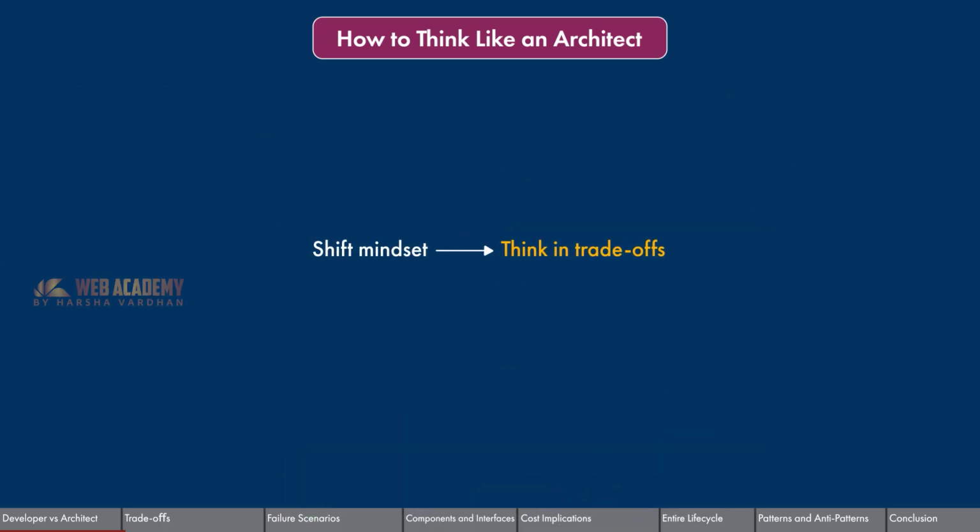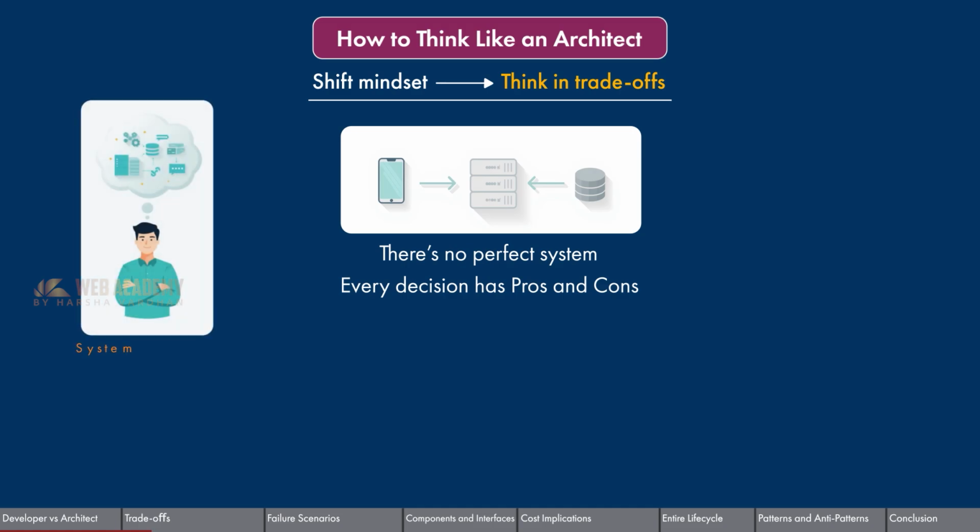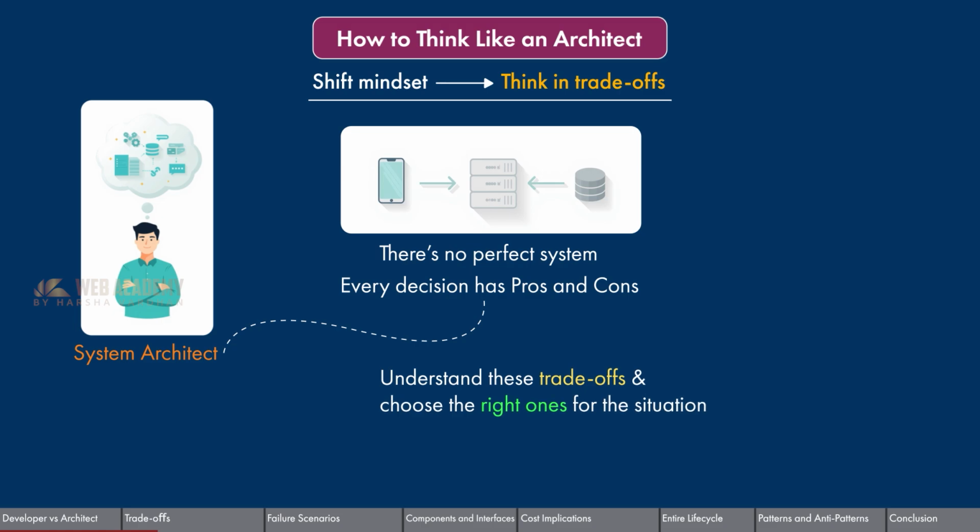Now, the first mental shift you need to make is to stop thinking in terms of perfection and start thinking in terms of trade-offs. There's no perfect system. Every decision has pros and cons. Your job as an architect is to understand these trade-offs and choose the right ones for your situation.